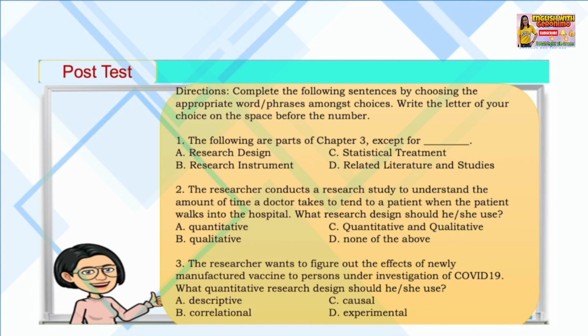Number 3. The researcher wants to figure out the effects of newly manufactured vaccine to persons under investigation of COVID-19. What quantitative research design should he or she use? Letter A. Descriptive, letter B. Correlational, C. Causal, or letter D. Experimental.